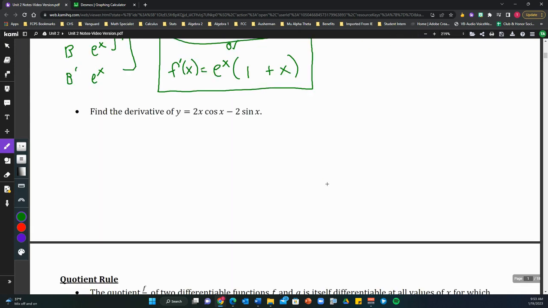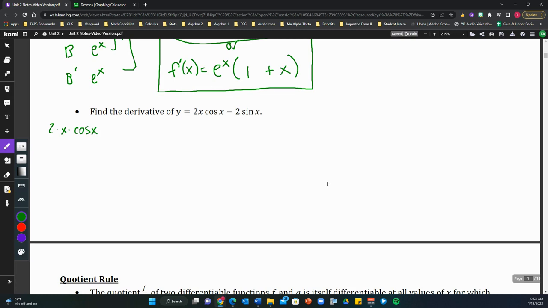Okay, let's try another one. We got some trig now. So now this has two terms. Again, each term has to have its own derivative evaluated on its own. So for this first term, 2x cosine of x, if I were to try and break that apart into factors of the product, technically looking at that, it looks like there are three pieces.